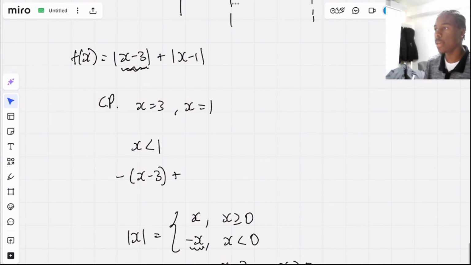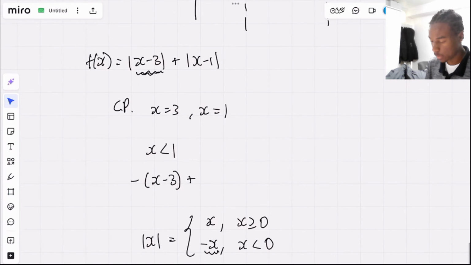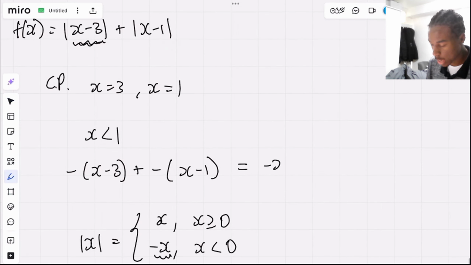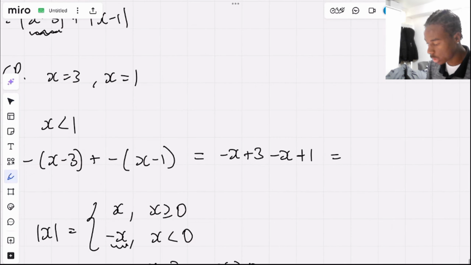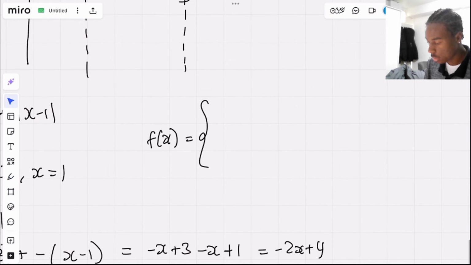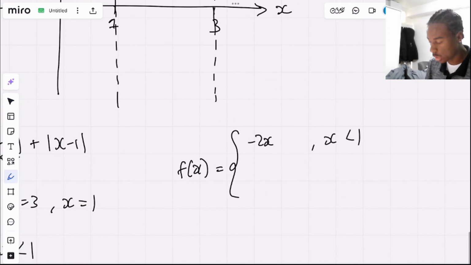Now we're going to do the same thing with x minus 1. The same thing happens with x minus 1, okay? When x is less than 1, that inner bracket is always negative. So we're going to have minus x minus 1. So this is going to give us minus x plus 3 minus x plus 1, which is going to give minus 2x plus 4. So for our function f of x, for x less than 1, we're going to have the equation minus 2x plus 4.